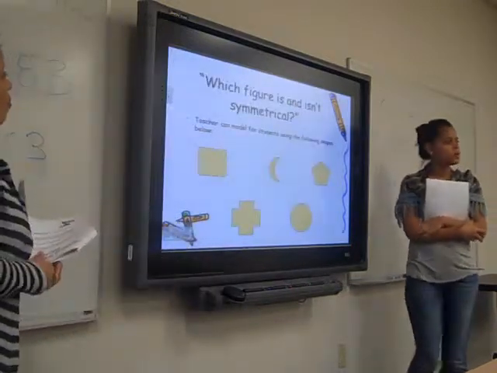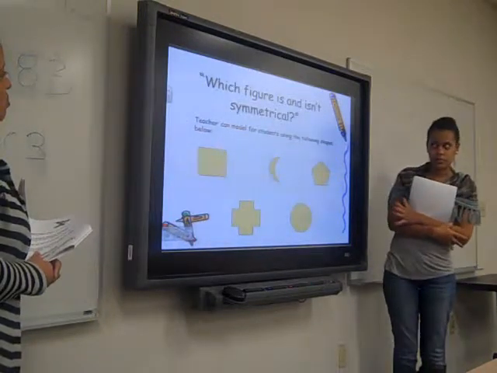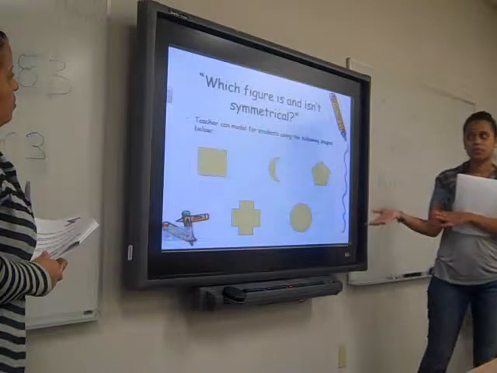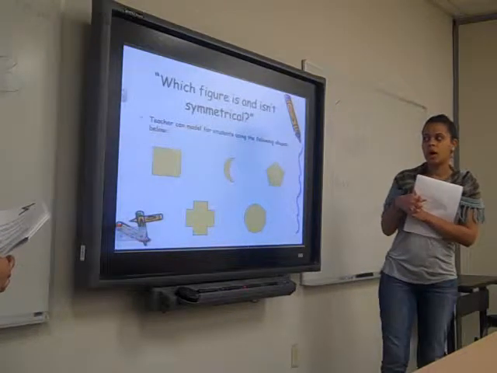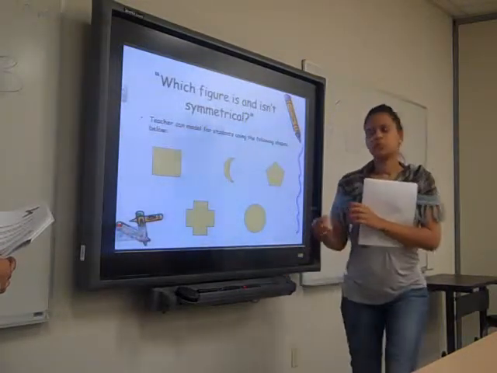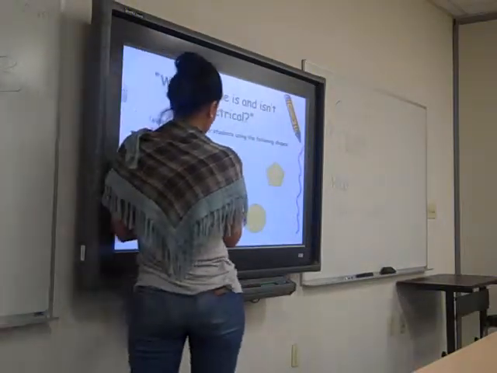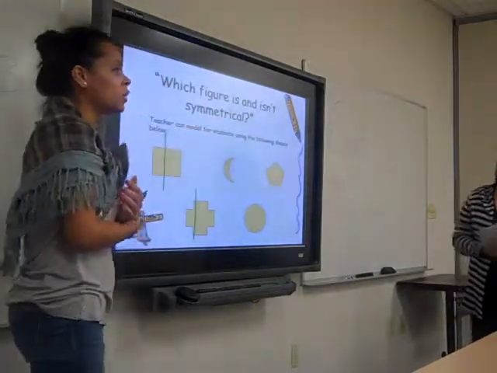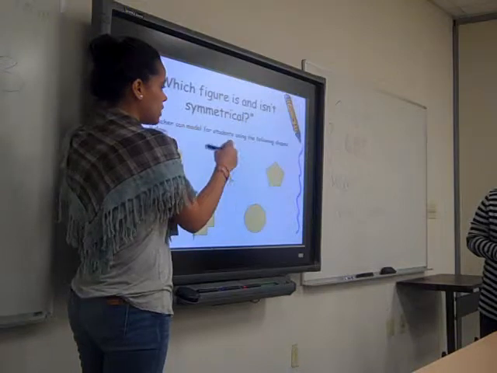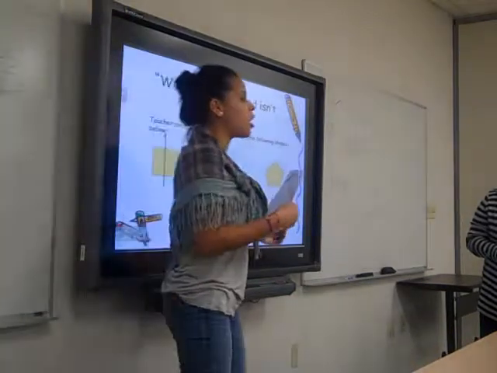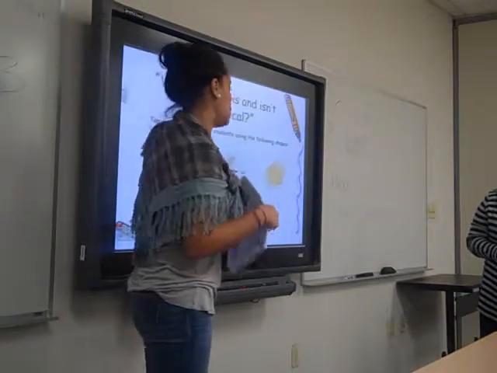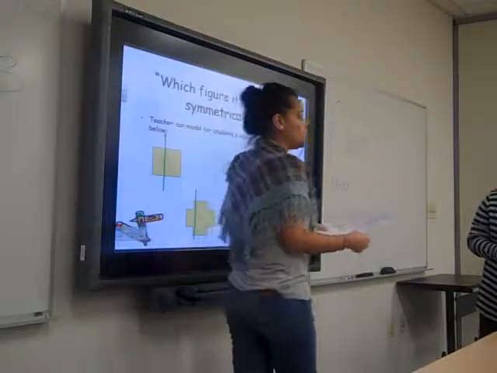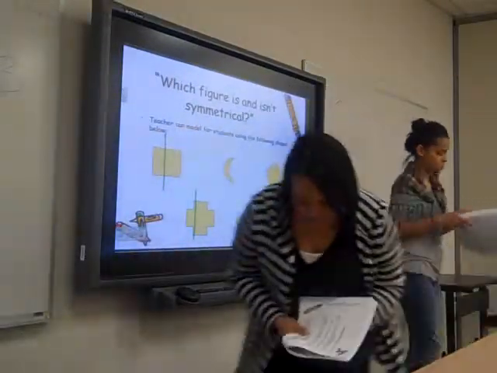Okay, so we would first start by, obviously, the students would see this slide here, and it says which figure is and isn't symmetrical. So what we can do is draw a line, or do something like this, and ask the students, okay, is this symmetrical? Or you can have them come up and draw the lines themselves, and then you assess where they are in regards to their understanding of what a line of symmetry is, what's symmetrical and what's not, before you actually start the lesson, which we're going to go into now.